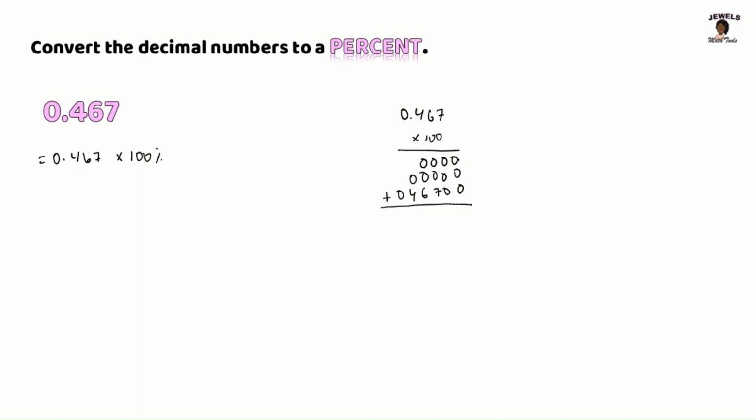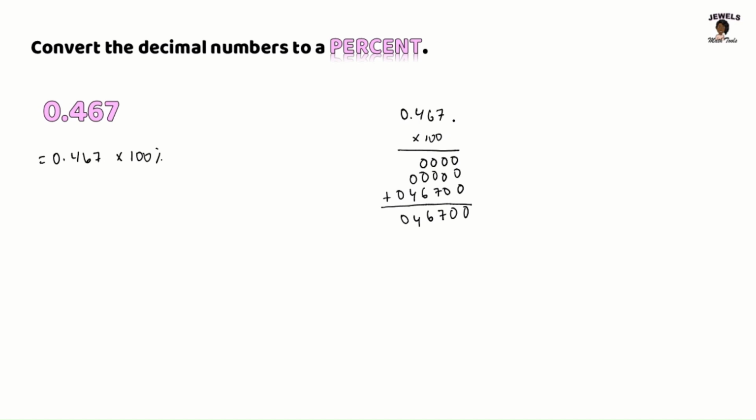Going back, we have 0 for my first column, 0 for my second column, 7 in my third. We're going to bring down our 6, 4, and we can write the 0 or we don't have to, but either way it won't change the value of our number.